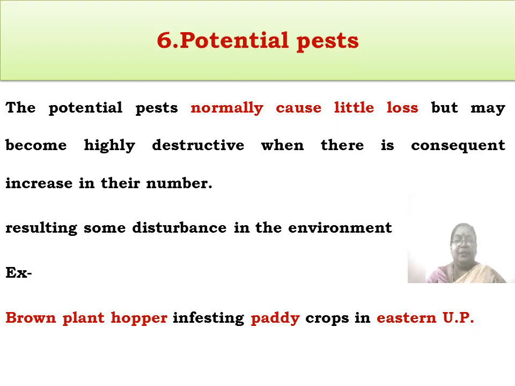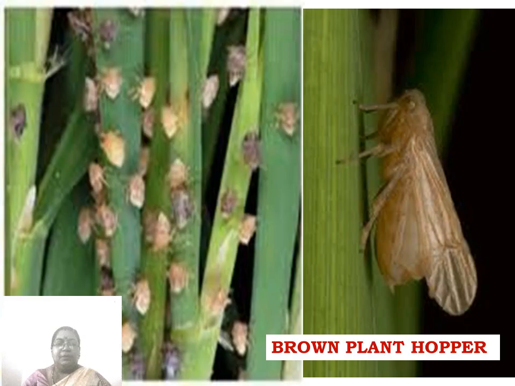Potential pests. The potential pests normally cause little loss but may become highly destructive when there is consequent increase in their numbers and resulting in disturbance in the environment. For example, brown plant hopper infesting paddy crops, particularly in the eastern parts of Uttar Pradesh. In this picture, we can see the brown plant hopper.